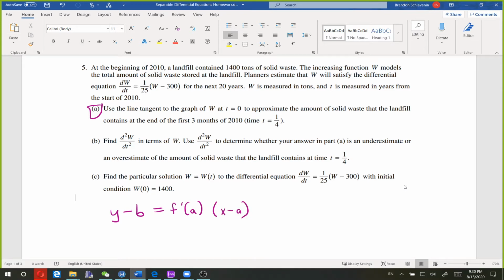Okay, so what I have here is the general equation of a line in point slope form, where I've got one point and a derivative, which would be our slope, f prime of a. So in this case, using our notation for the solid waste, I should have one point right now, which is at t equals 0. Which means if t is measured in years from the start of 2010, what time really is t equals 0?